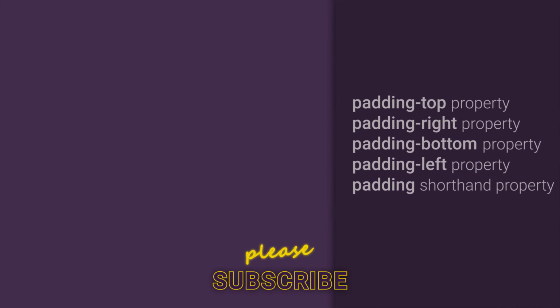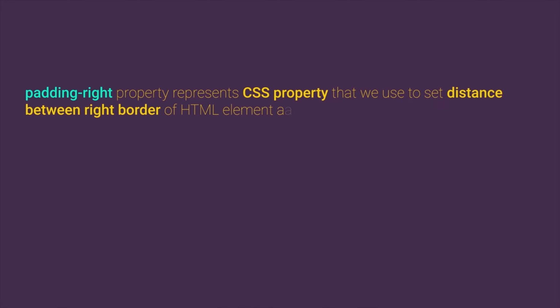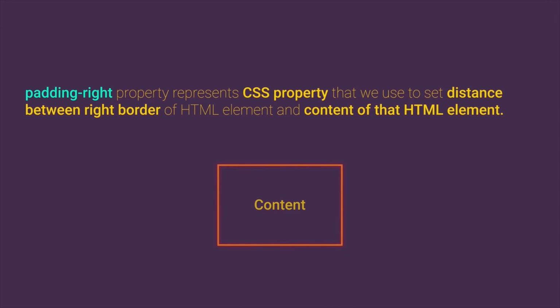What is padding right property? Padding right property represents CSS property that we use to set distance between right border of HTML element and content of that HTML element. So let's see some examples.